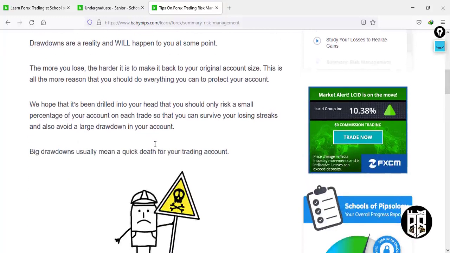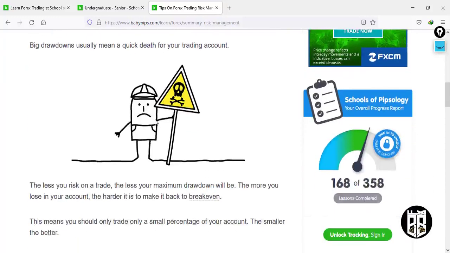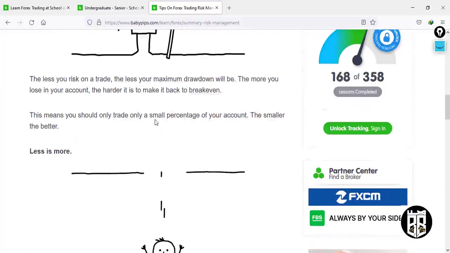Drawdowns are a reality and will happen to you at some point. The more you lose, the harder it is to make it back to your original account size. So this is the reason why you should do everything you can to protect your account. We hope it's been drilled into your head that you should only risk a small percentage of your account on each trade so that you can survive losing streaks and also avoid large drawdowns. Big drawdowns usually mean a quick death of your trading account. The less you risk on a trade, the less your maximum drawdown will be.